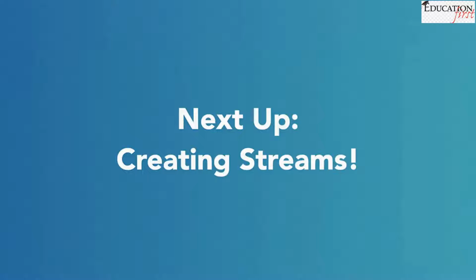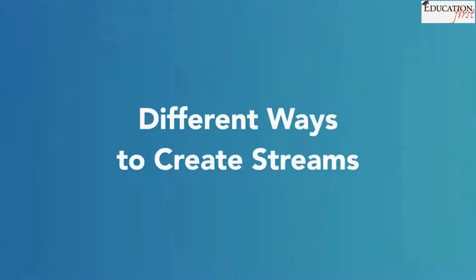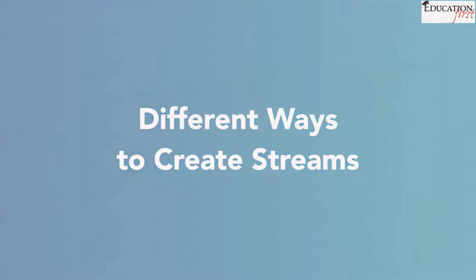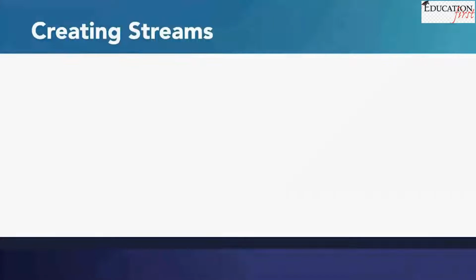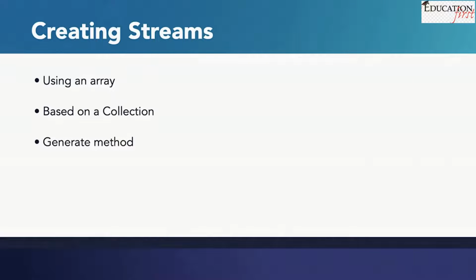Let's create some streams. There are different ways to create streams. I've mentioned some already in the previous video, using existing arrays and collections. Creating a stream using an array or collection doesn't modify the original array or collection. We're going to be discussing other ways to create a stream as well. First, I'm going to show you how to create a stream using an array. Next, I'm going to show you how to create a stream based on a collection. Then, we're going to use the much more exciting generate method to create a stream. And finally, we'll use the iterate method to create a stream.